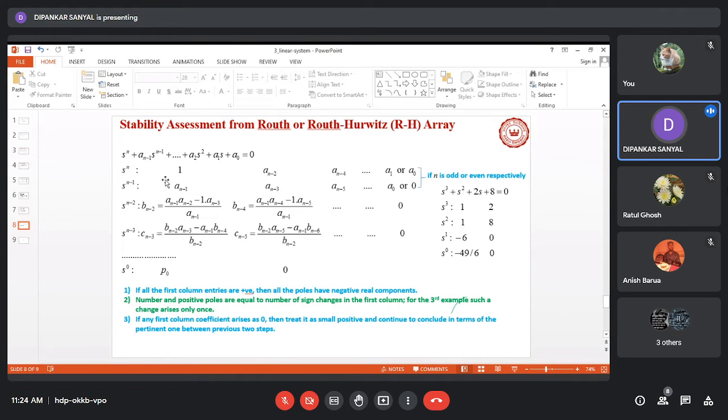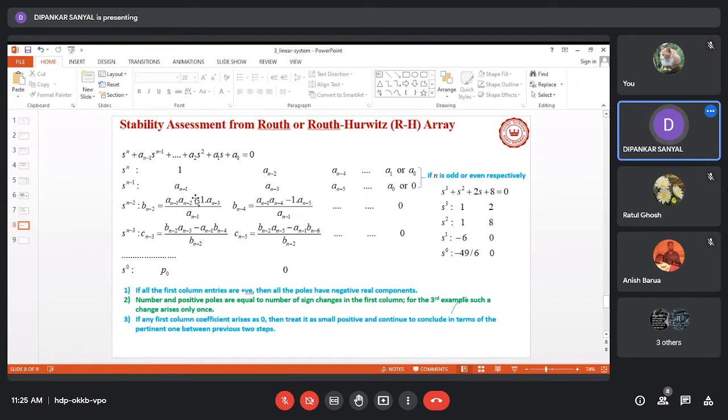Now, after these two lines are formed, the later array goes like this. The formation of d n minus 2 is this multiplied by this minus this multiplied by this divided by this. Formation of this is this multiplied by this minus this multiplied by this divided by this. So when we go for the next term, this multiplied by this multiplied by this divided by this. In this way, this series will be formed.